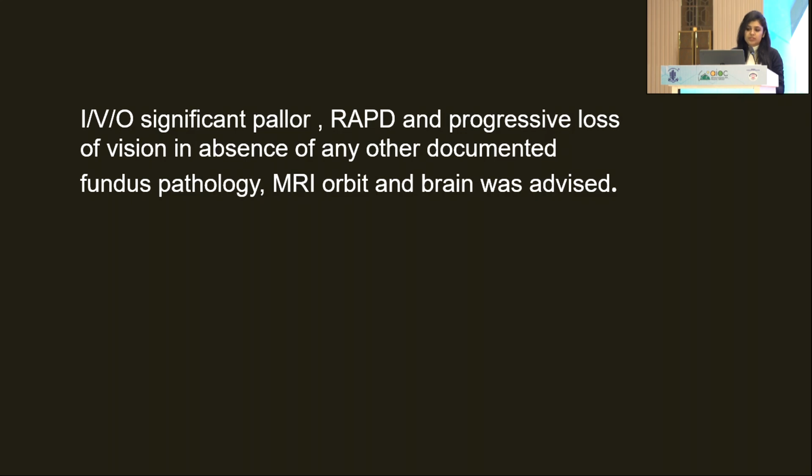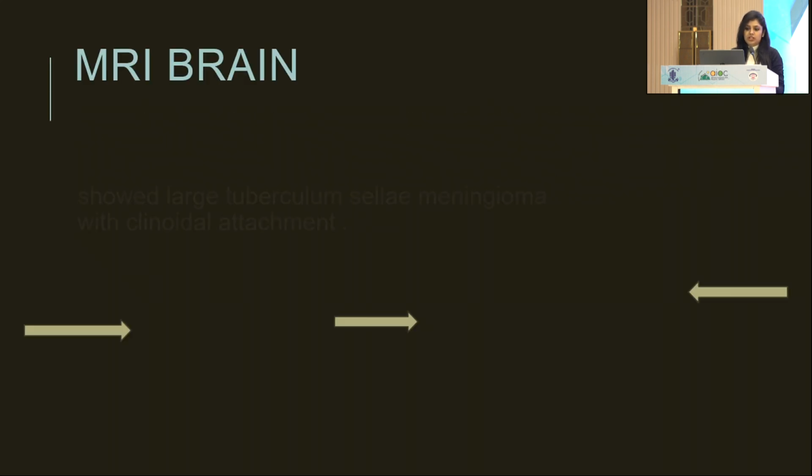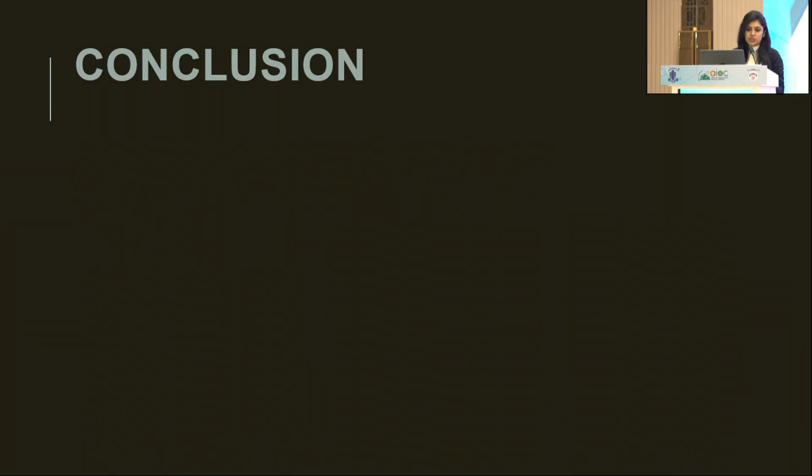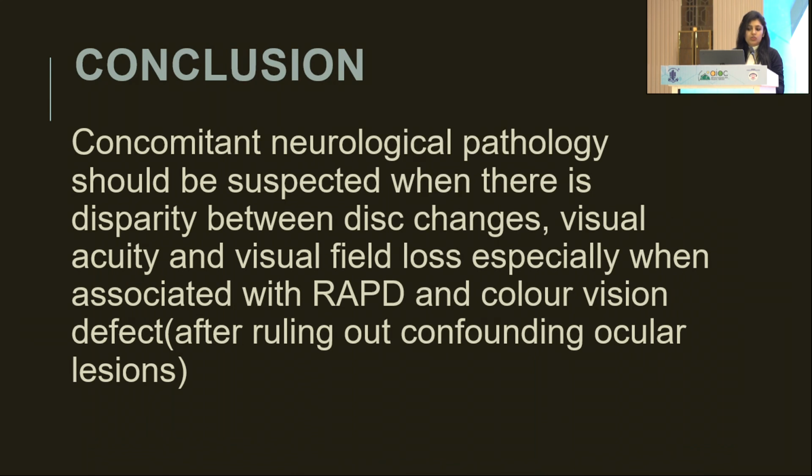In view of significant pallor, RAPD, and progressive loss of vision in the absence of any other documented fundus pathology, MRI orbit and brain was advised. MRI brain showed a large tuberculum sellae meningioma with clinoidal attachments. Conclusion: concomitant neurological pathology should be suspected when there is disparity between disc changes, visual acuity, and visual field loss, especially when associated with RAPD and color vision defect, after ruling out confounding ocular lesions. Thank you.